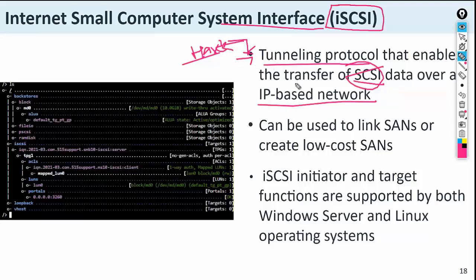There is one technology called SCSI, and based on SCSI, data is transferred. When it is transferred over an IP based network, it is known as iSCSI. I stands for IP based. It is also used to create a low cost setup. And SCSI initiator and target functions are supported by both Windows Server as well as Linux operating systems.